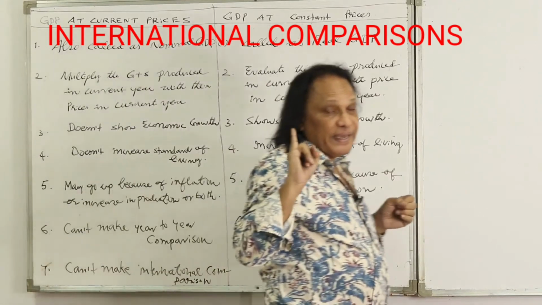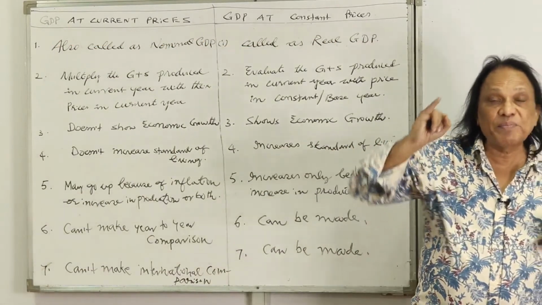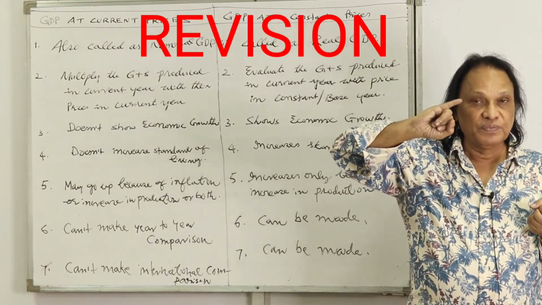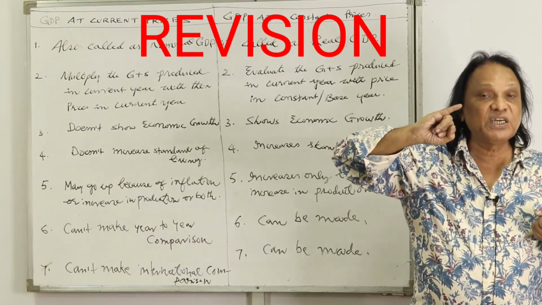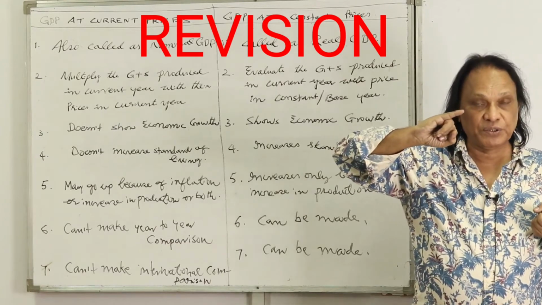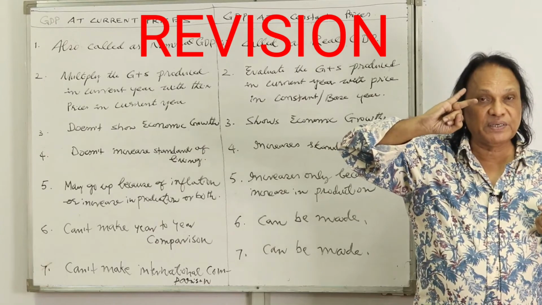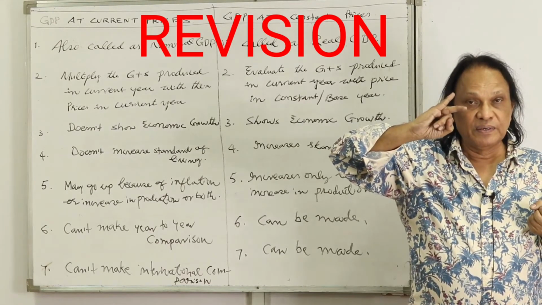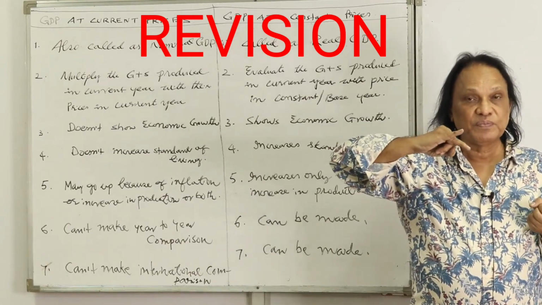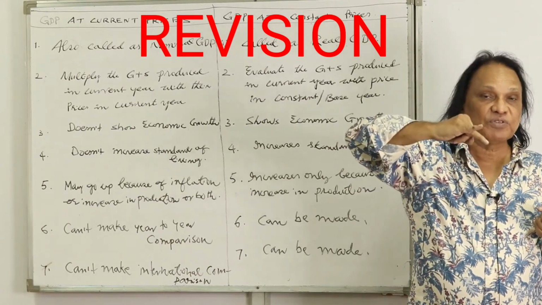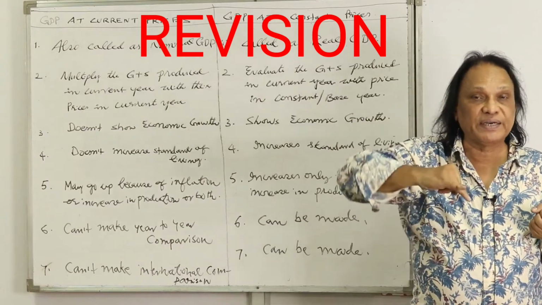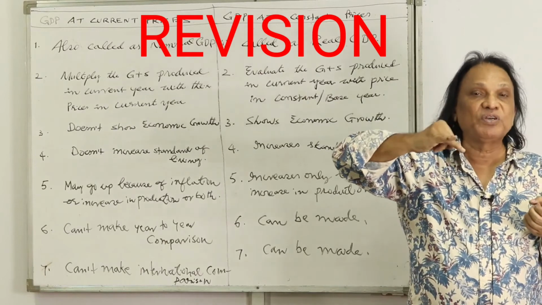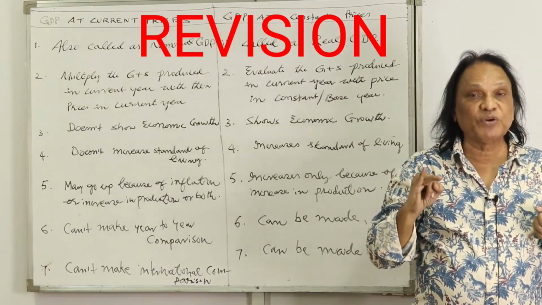Now the first point is nominal GDP is also called GDP at current prices. Real GDP is called GDP at constant prices. If you evaluate the value of goods and services produced in the current year with their prices in the current year, you get nominal GDP. That is, whatever goods are produced in 2020 with the prices of 2020, you get nominal GDP.